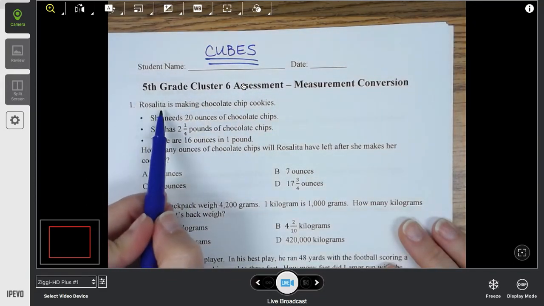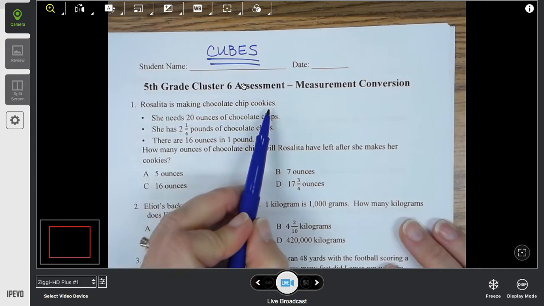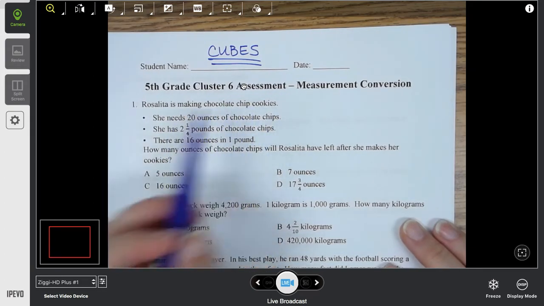Okay, so Rosalita is making chocolate chip cookies. I did that often this week.